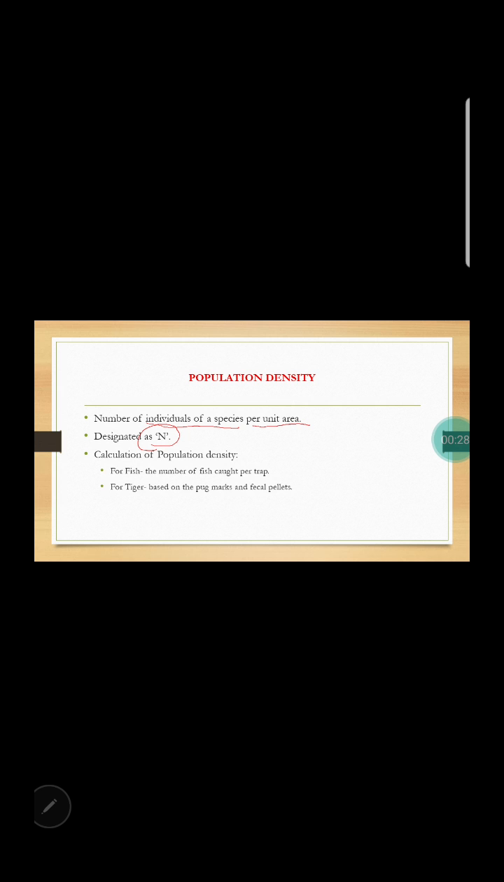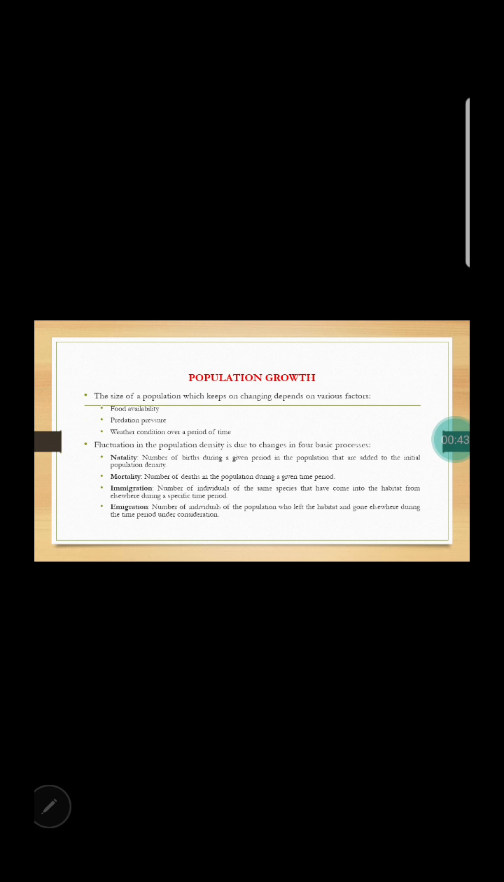So how do we calculate population density? For different organisms, the procedure is different. Like for fish, the number of fish which are caught per trap. And for tigers, indirectly, it can be counted based on the pug marks and fecal pellets.